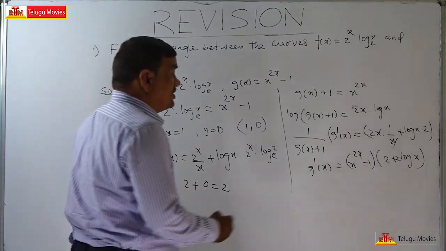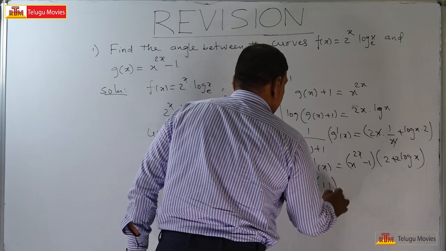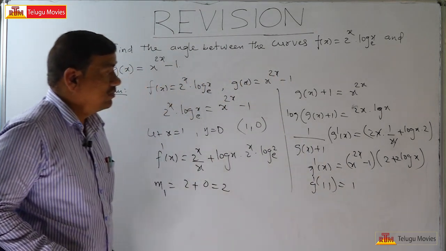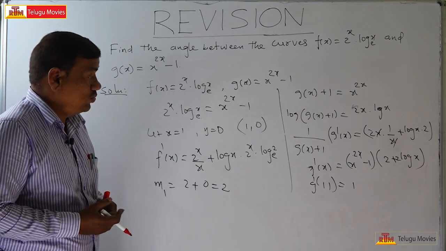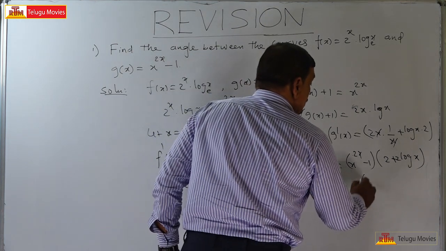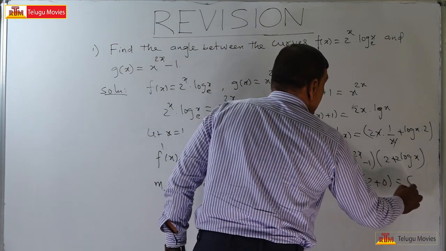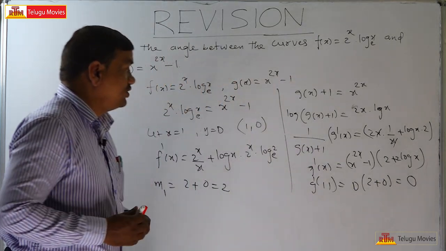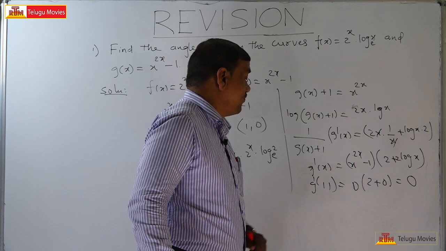At x is equal to 1, substitute: g dash of 1 is equal to 1 to the power of 2 into 1, 2 into 1 is 2, 1 to the power of 1 squared is 1, 1 minus 1 is 0, 2 plus 0, that is equal to 0 you are getting. So how much are you getting? So this is equal to g dash of 1.